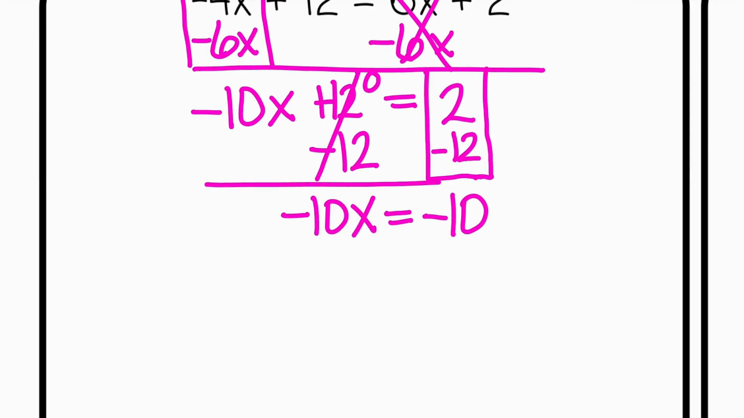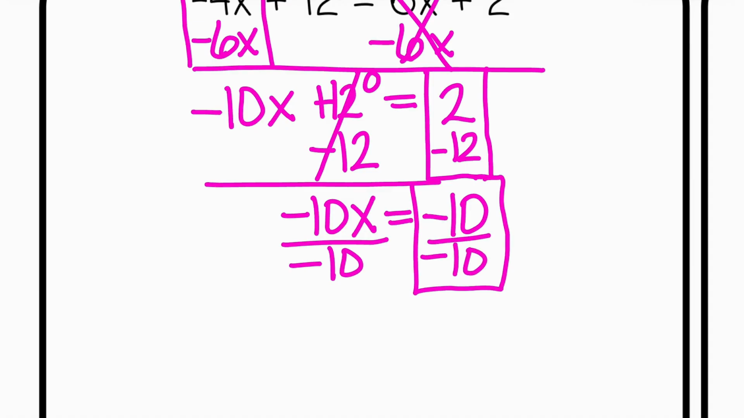And then last step, when they're side by side, you need to divide. So I would divide by negative 10 because that's the coefficient of x. So x equals negative 10 divided by negative 10 gives me the answer of 1.